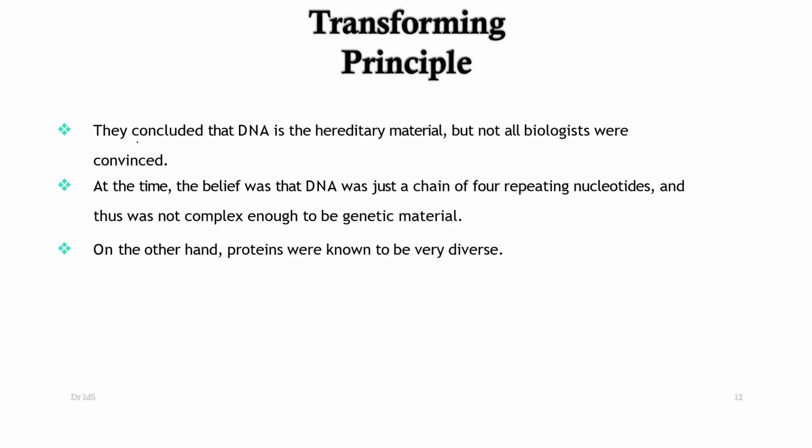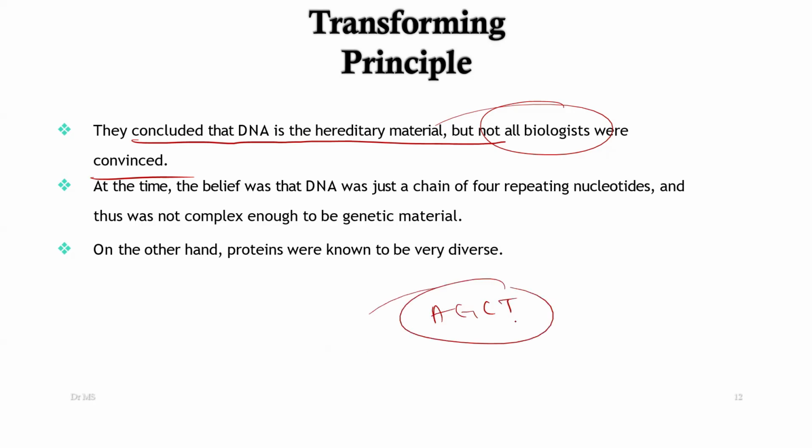So see here, they concluded that DNA is the hereditary material, but not all biologists were convinced. They still thought that DNA is just made up of adenine, guanine, cytosine, thymine. How can these four repeating nucleotides store that much genetic information? That was the question for many scientists. On the other hand, there are many amino acids and many proteins in the body, so proteins could be the genetic information because they are very diverse. This DNA is made up of only four nucleotides. How can it store that much big information? That was the question mark for many scientists.